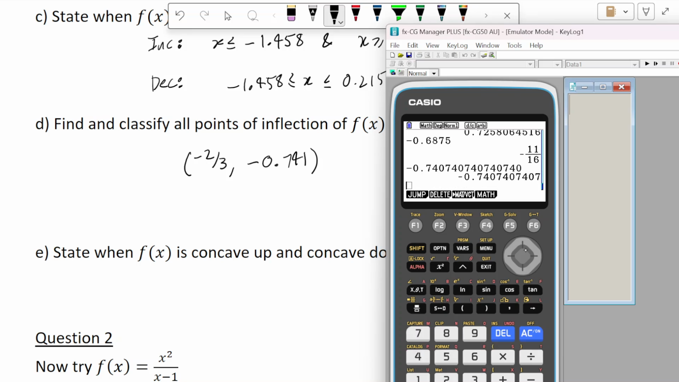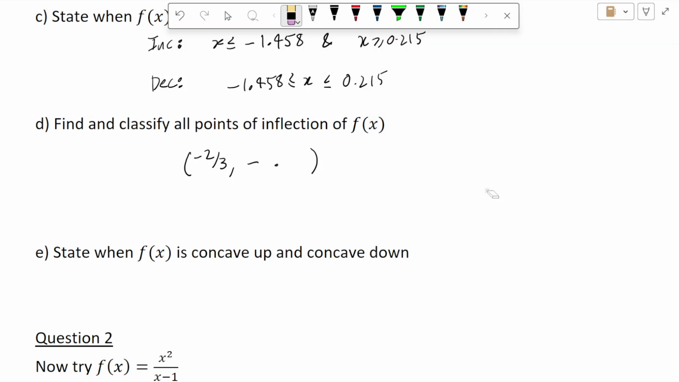Now, I have said that we probably shouldn't play with fractions and decimals at the same time. That was the y value on the graph there, and if we hit S to D, we should get minus 20/27. Cool. Now, what type of point of inflection is this?